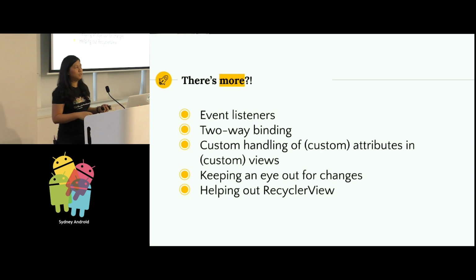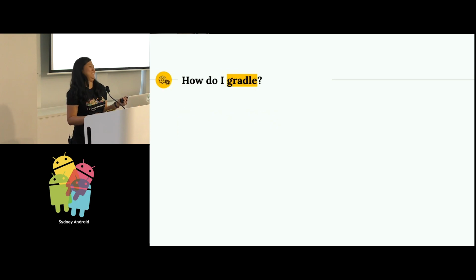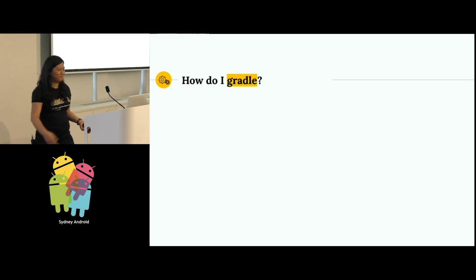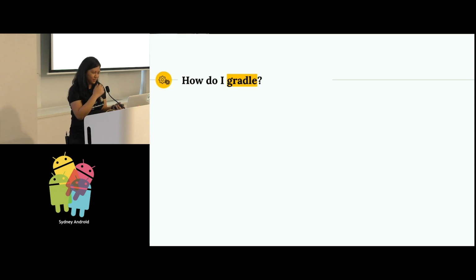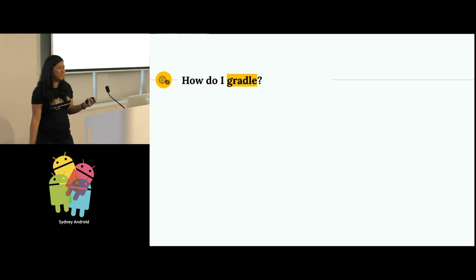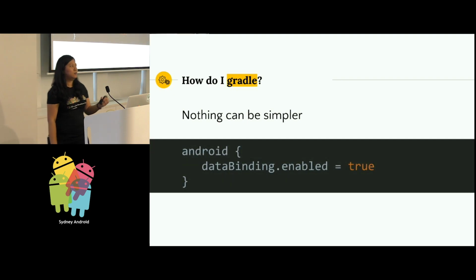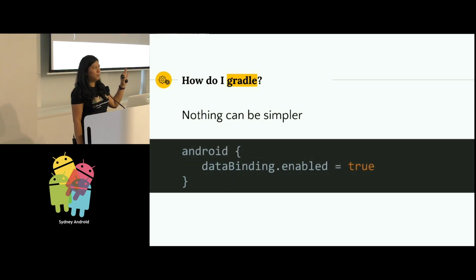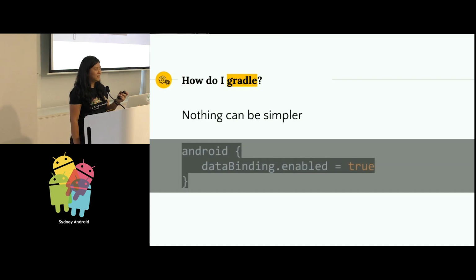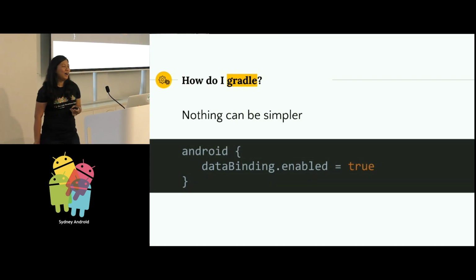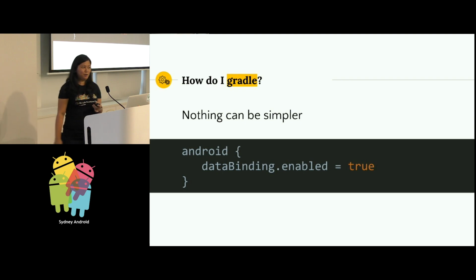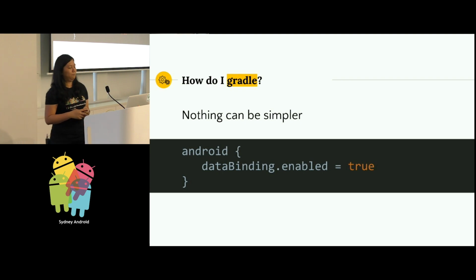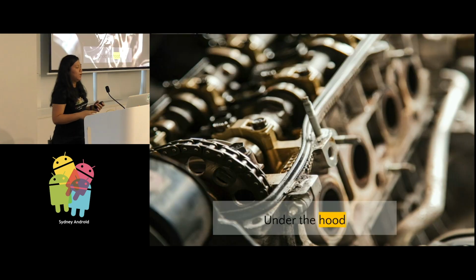So we're gonna try and go through most of these if Jason doesn't drag me from the stage. Yeah, it's the timer. All right, so how do we get started with using data binding? Nothing can be simpler. You just add it to your build.gradle. And if you're using Kotlin, you would also need to include the data binding compiler and apply the plugin.